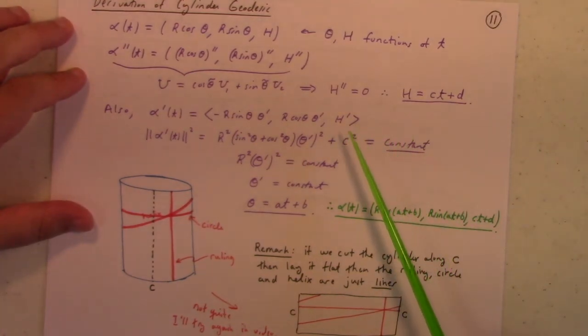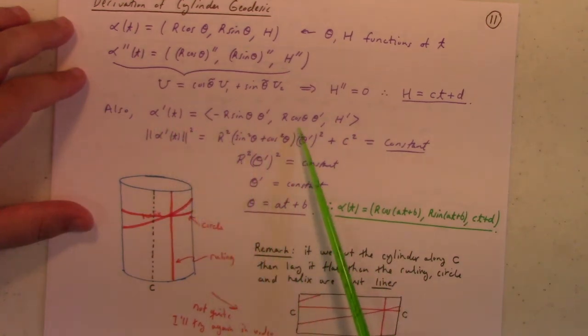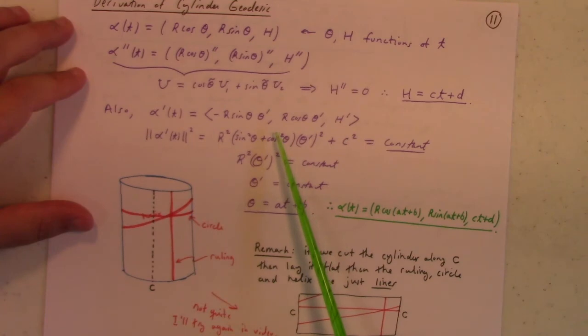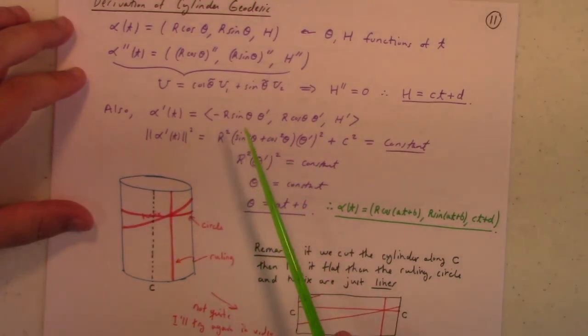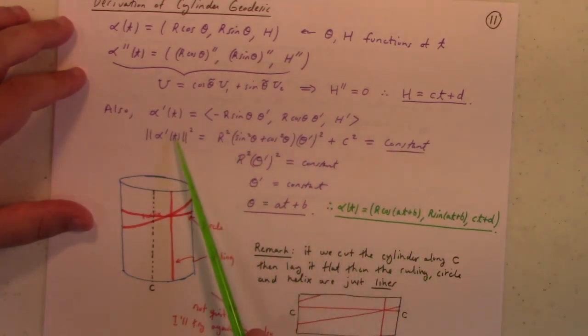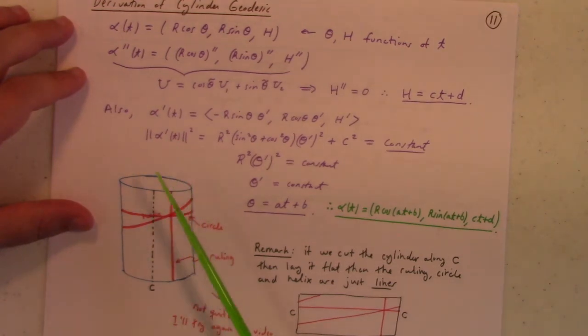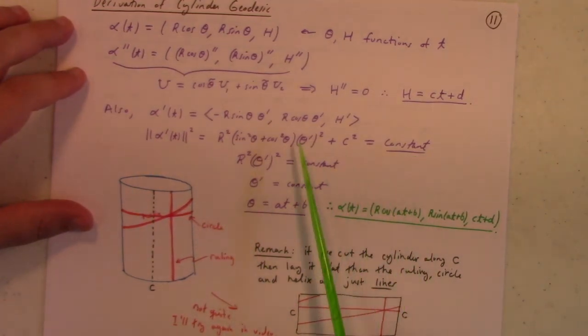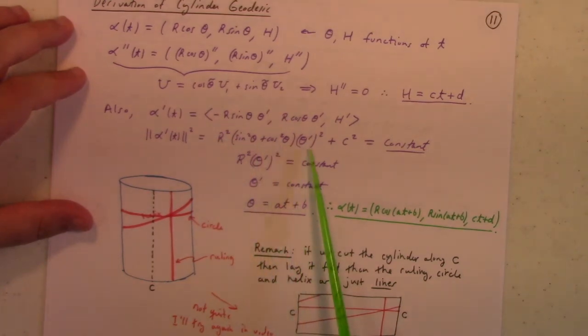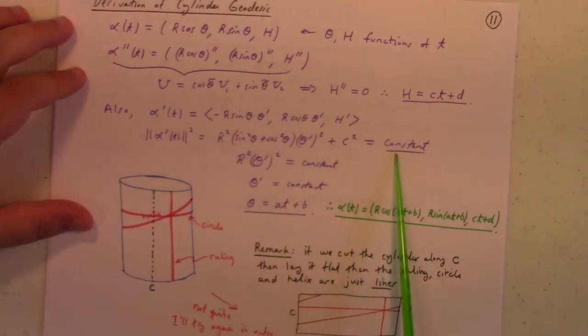But then again, differentiating once, I get the velocity, right? And that has to be what? Well, it has to be constant if this is going to be a geodesic by our previous argument. So the length of the velocity squared has to be constant, but that gives you r squared sine squared plus cosine squared theta prime squared plus c squared equals a constant.